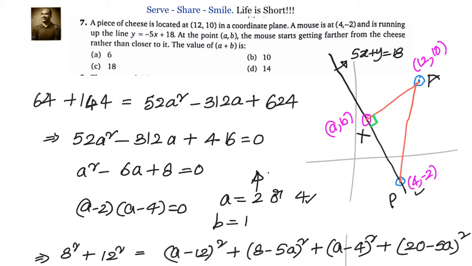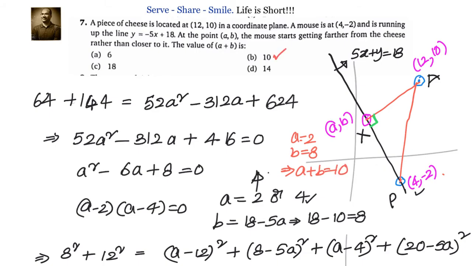If a equals 2, then b equals 18 minus 5a, that is 18 minus 5 into 2, that is 18 minus 10, which is equal to 8. So the coordinates of (a, b) are (2, 8). What we need to give back is a plus b, 2 plus 8, which equals 10. So our option is B, which is 10.